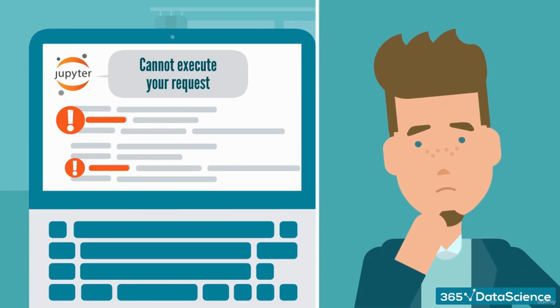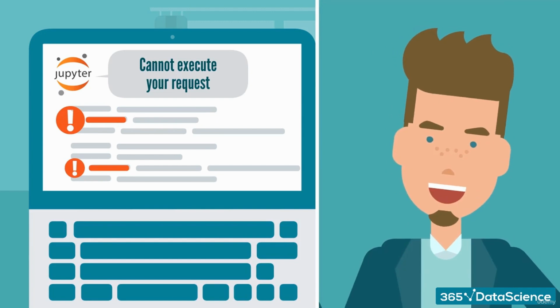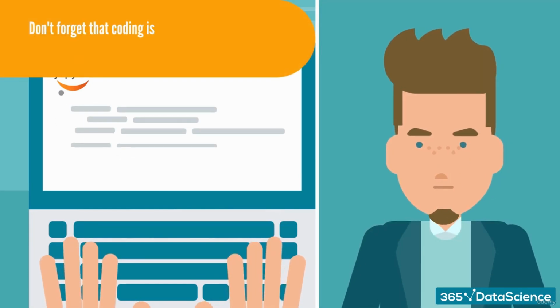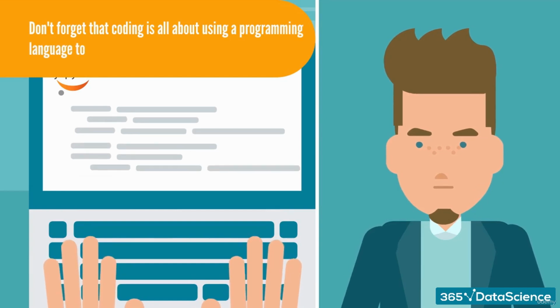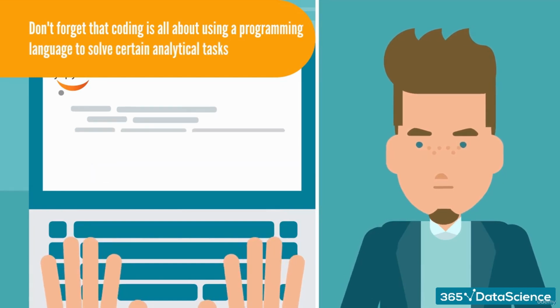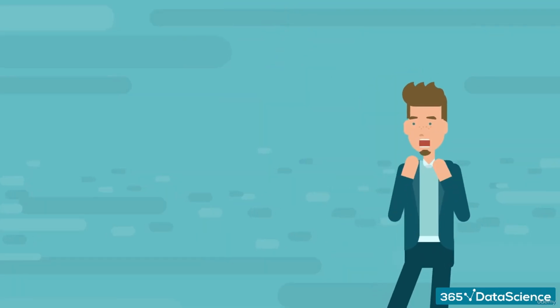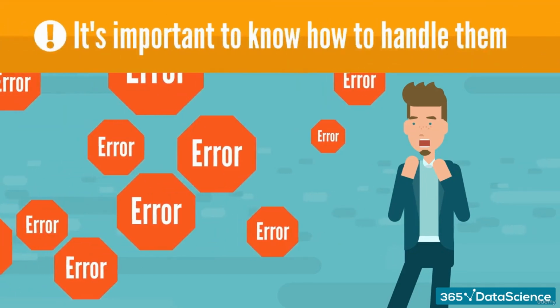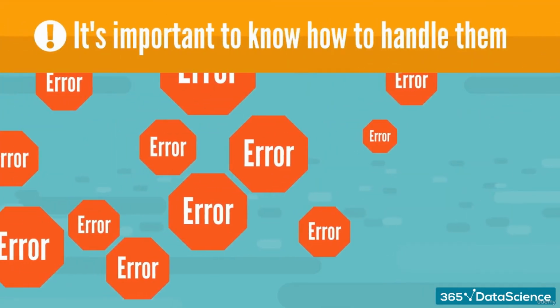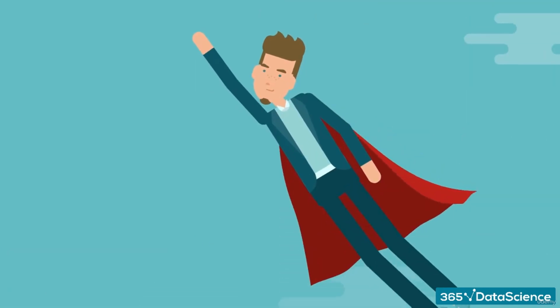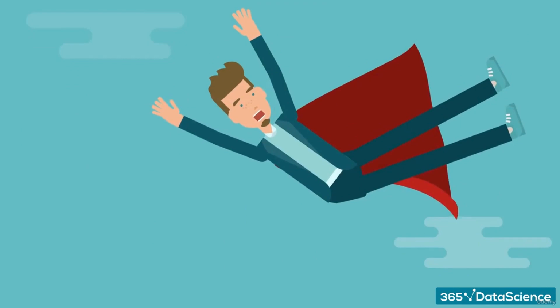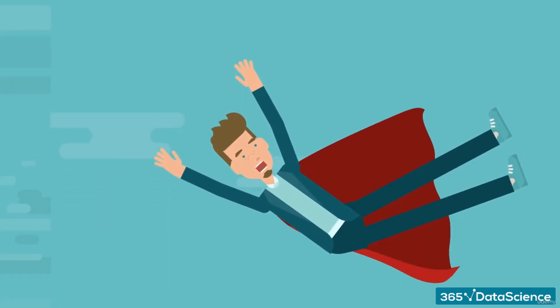Therefore, it will be our job to understand the messages and decide on how to solve the given problem. Then, don't forget that coding is all about using a programming language to solve certain analytical tasks. So, every programmer has encountered countless error messages on their way. What is important is to know how to handle them. Try to understand and resolve them, and don't pretend you're able to write the perfect code from the first try. That is impossible.